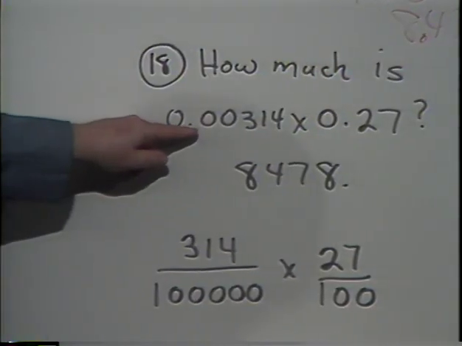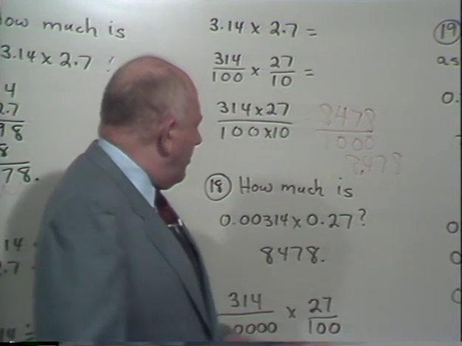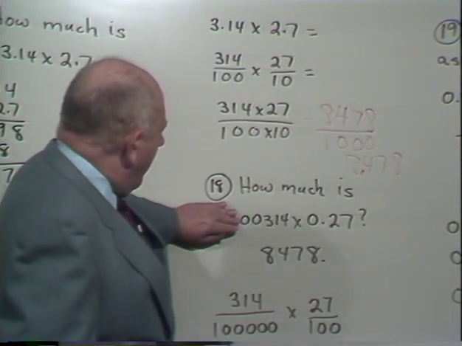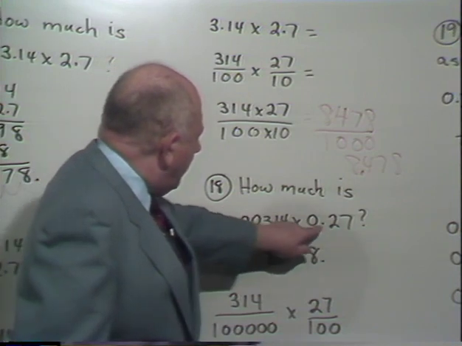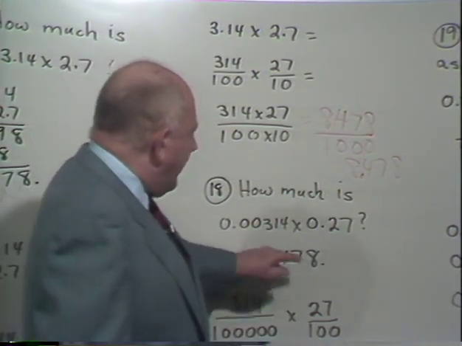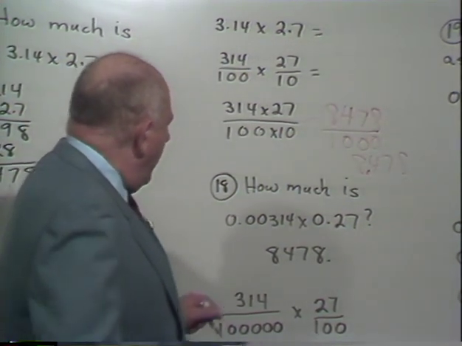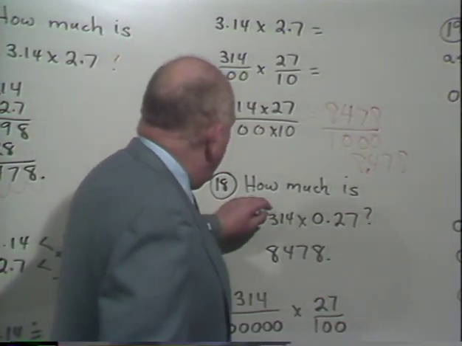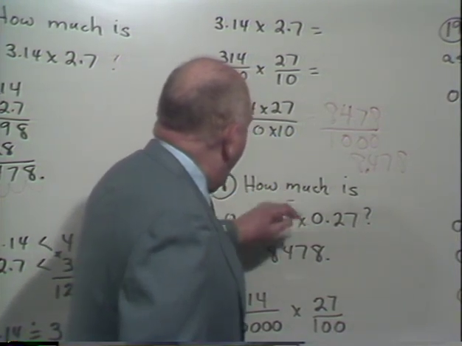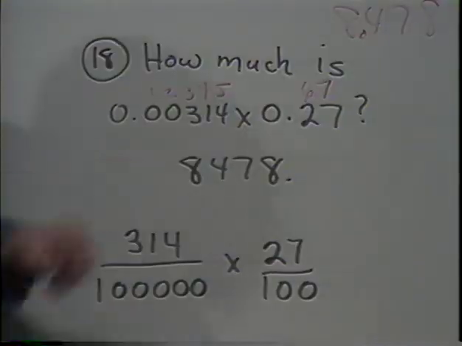Suppose somebody says to me, how much is 0.00314 times 0.27? Without the decimal points, isn't it true that I'm still multiplying 314 by 27? That's still going to be 8,478. How many digits are there to the right of the decimal point? 1, 2, 3, 4, 5 here, and 2 more over here. That's 7 altogether.